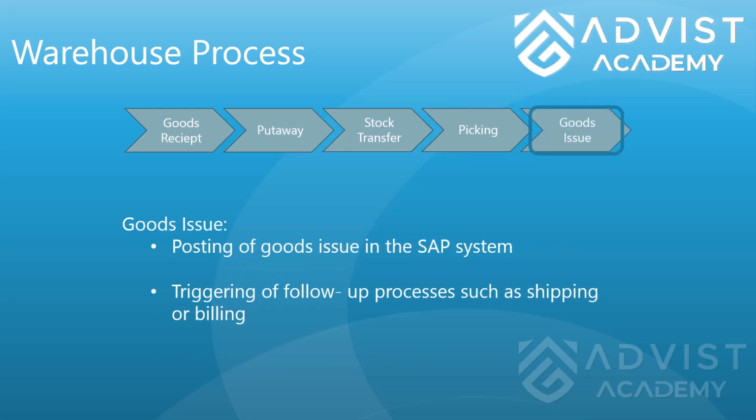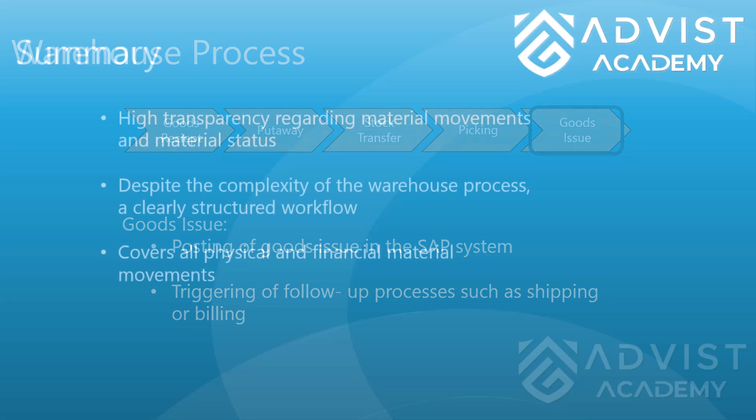After picking, the next step is goods issue. This marks the physical departure of the materials from the warehouse. The goods issue posting in SAP reduces the stock levels accordingly. Often, the goods issue step is closely tied to additional downstream processes, such as generating delivery documents, initiating shipment activities, or triggering billing in the sales process.